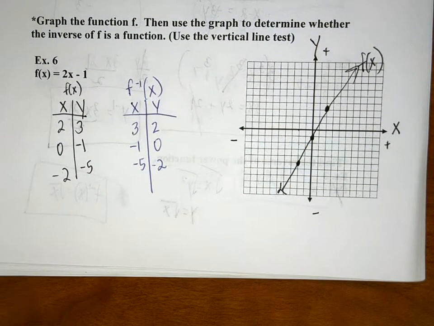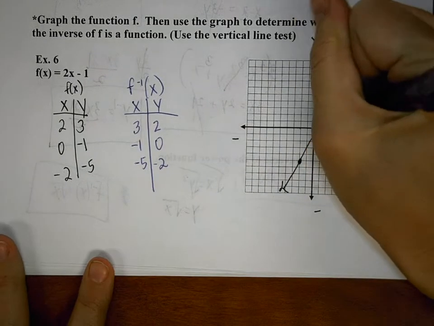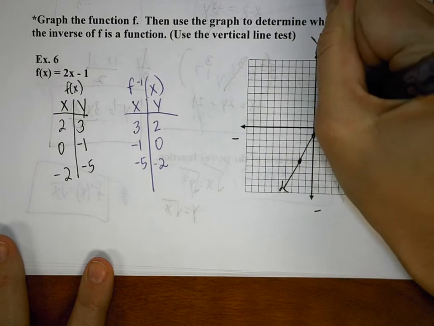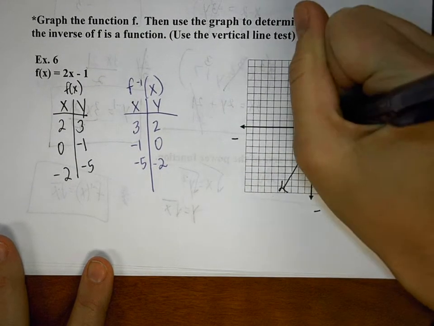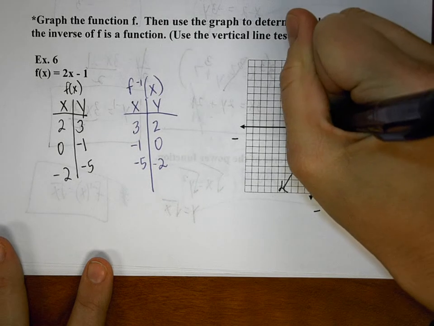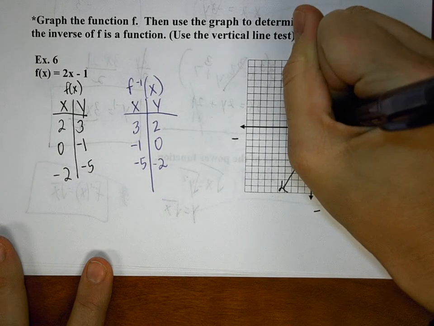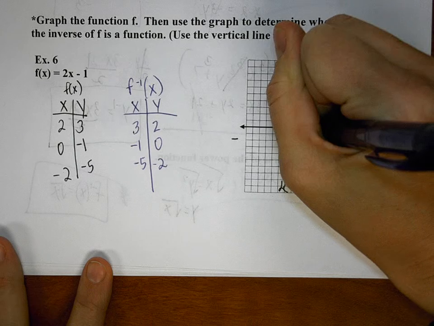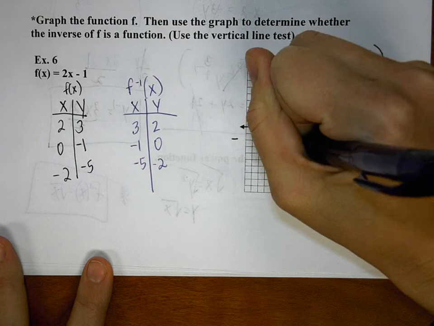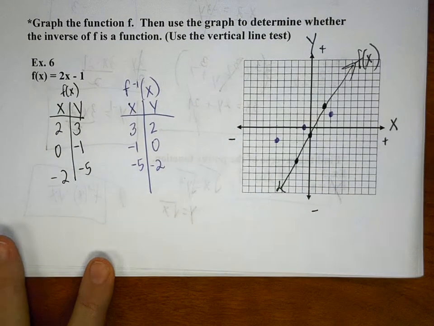Okay, and then we go and plot the points. So we go right 3, up 2. And we go left 1 and up 0. And then left 5 and down 2. Yes? I wasn't paying attention.